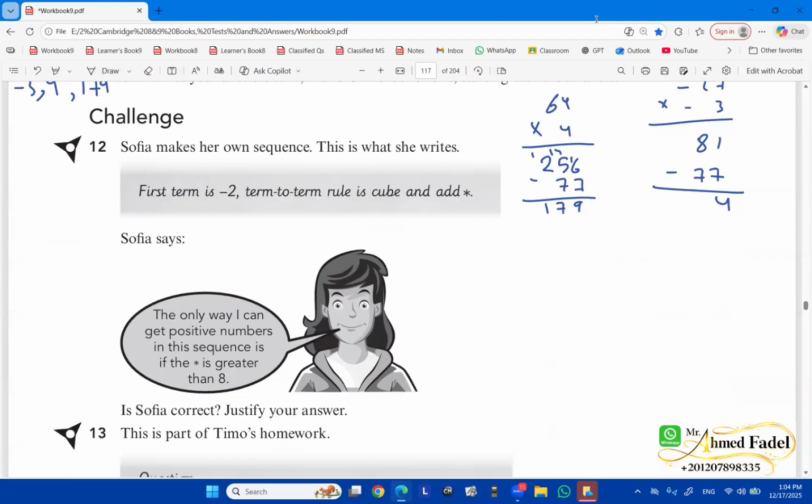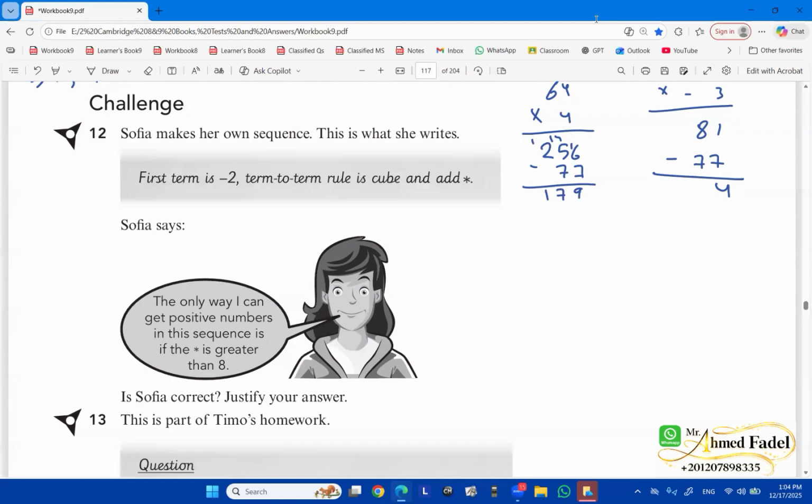Sophia makes her own sequence. This is what she writes. First term is -2. Term-to-term rule is cube, then add this sign. Well, Sophia is saying that the only way I can get positive numbers in this sequence is if this asterisk sign is greater than 8. Is she correct or not?